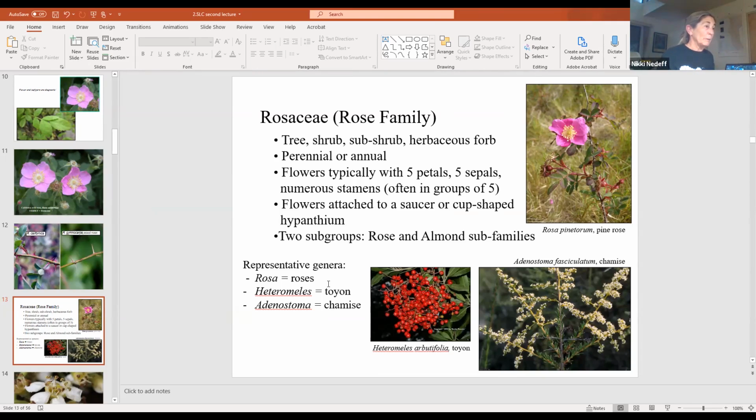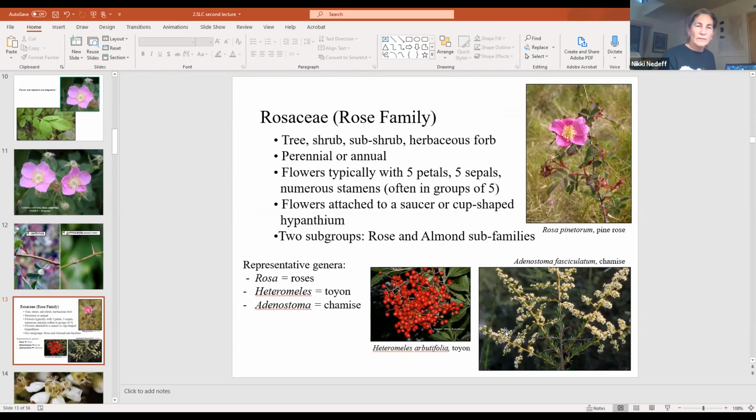Now, representative plants in the rose group, we've seen a bunch of photos. Here's another picture of a rose, a pine rose. Another member of the rose family is Toyon, that has these wonderful berries. Christmas berry. I know you guys have a lot of this up in the preserve. Another member of the rose family, sure doesn't look like a rose, is chamise, one of those sort of indicator species of inland chaparral, or sometimes maritime chaparral.